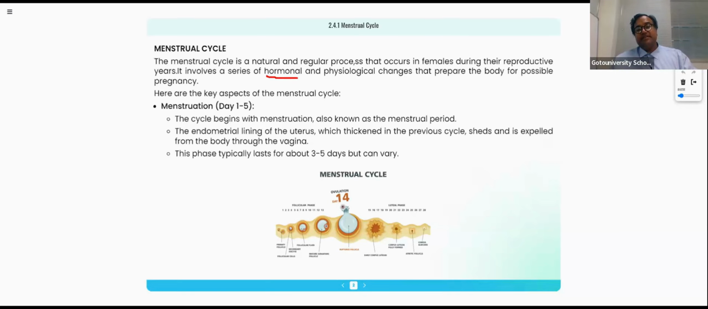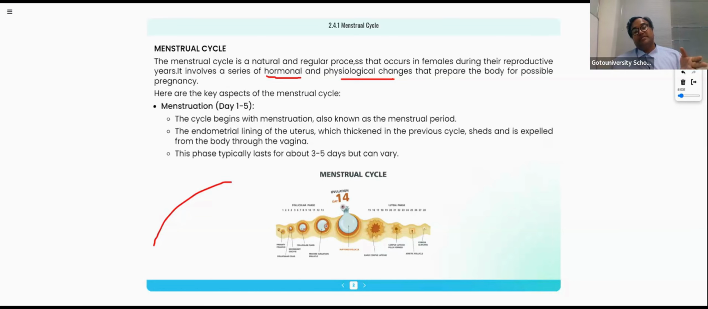This menstruation cycle is influenced by hormones and physiological changes. Hormones, enzymes, and body behavior change. Everything is very important for the menstruation cycle to happen, right? We know very well the endometrium lining of the uterus is very thick in the previous cycle. Previous cycle means in the sense what?